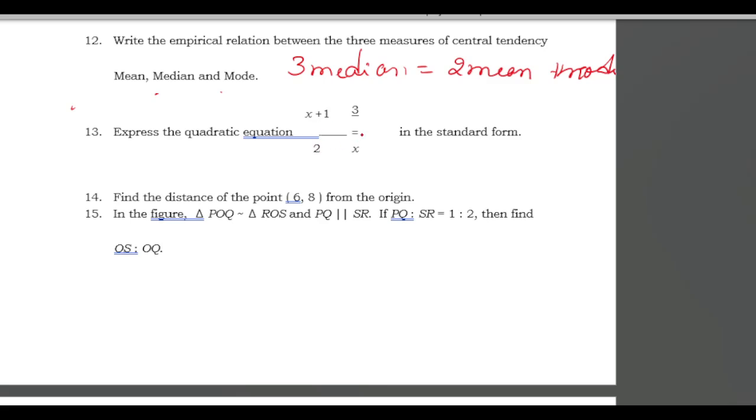Next, the 13th question: express the quadratic equation (x plus 1) divided by 2 is equal to 3 by x in the standard form. We just cross multiply. So x times (x plus 1) is equal to 3 into 2. So x squared plus x is equal to 6. Taking it inside, x squared plus x minus 6 is equal to 0. This is the answer.